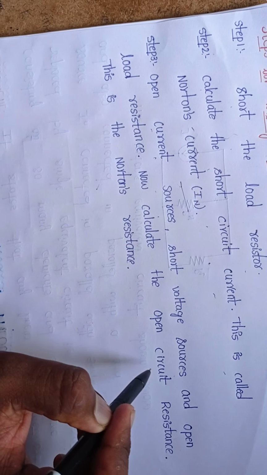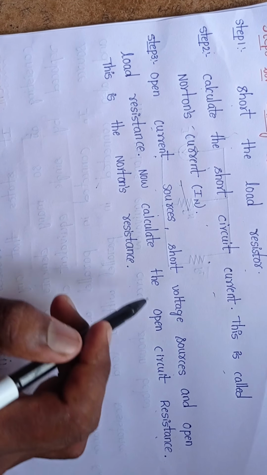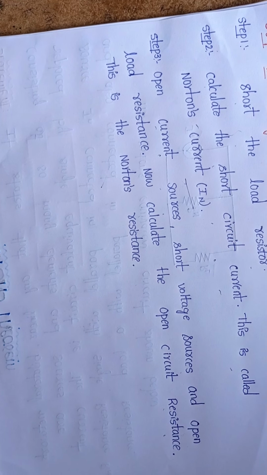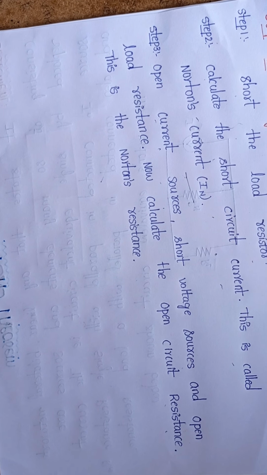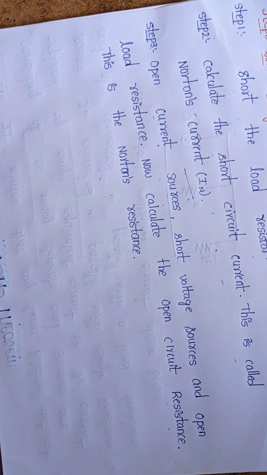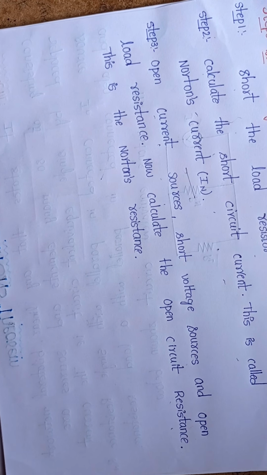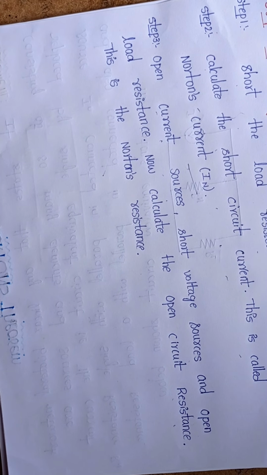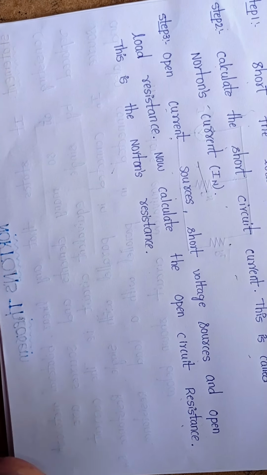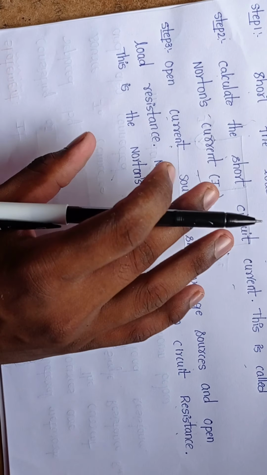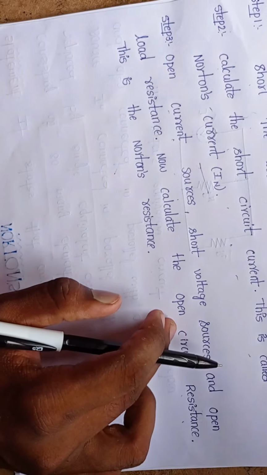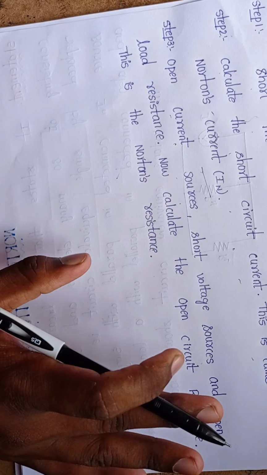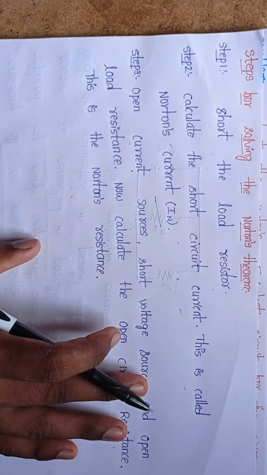Now calculate the open circuit resistance. This is called Norton resistance. We know that in Norton's equivalent circuit, a resistor is connected in parallel with both the load resistor and the Norton's current source. That resistor is known as Norton's resistor. We can calculate its value by short circuiting the voltage sources, open circuiting the current sources, and also opening the load resistance, then calculating the resistance. That resistance is Norton's resistance. These are the steps for solving with Norton's theorem.